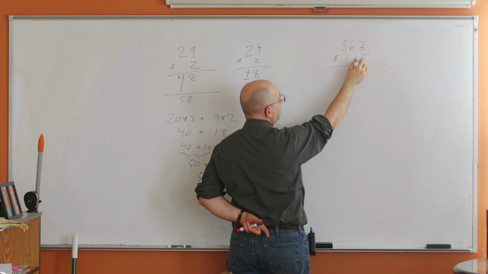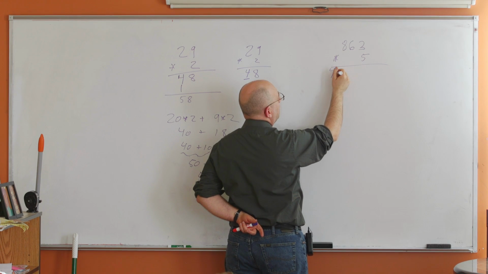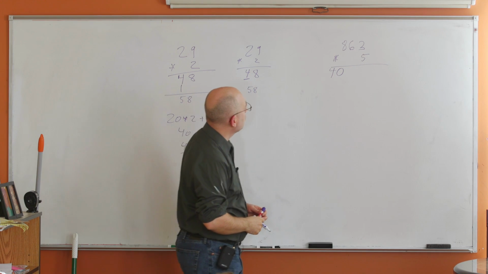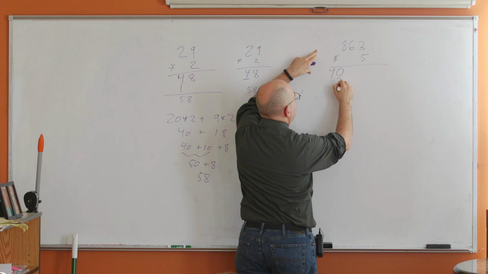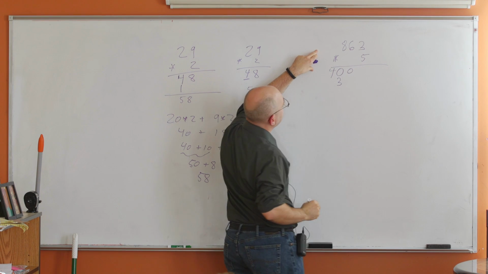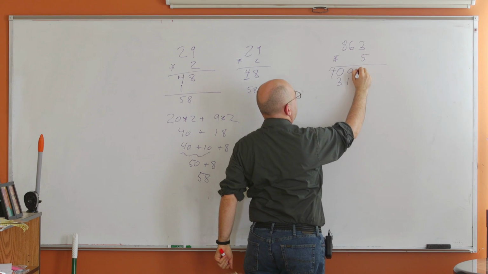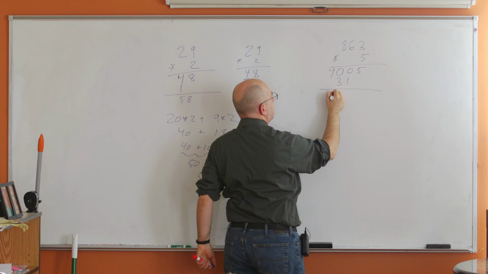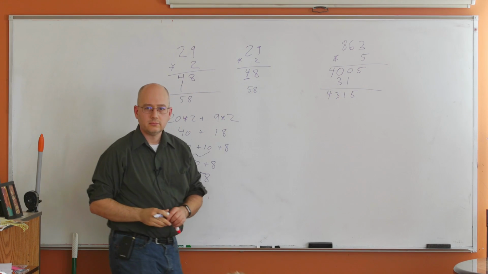Now, again, going from left to right, 5 times 8, it's 40. So I'll write down 40. And then 5 times 6, that's 30. So I'll write a 3 down here, put a 0 here. And then 5 times 3, 15. Put a 1 there, put a 5 there. And then I sum them. 4, 3, 1, 5. Easy peasy.